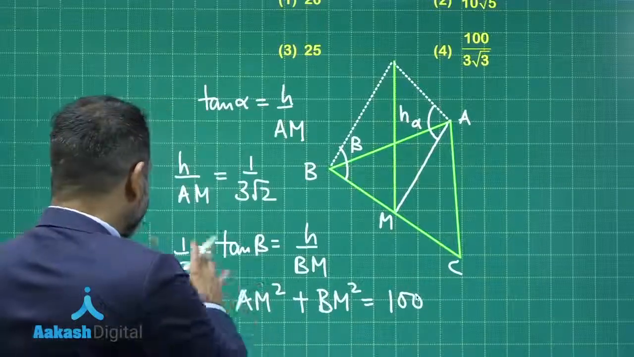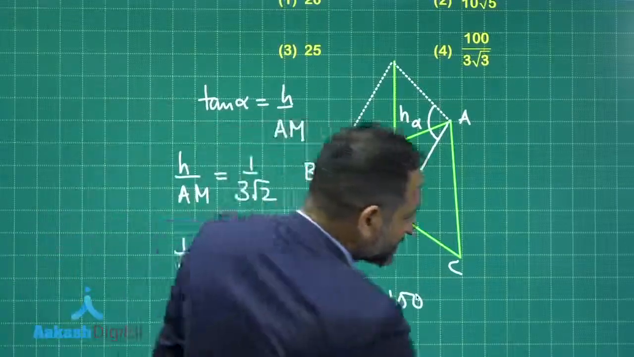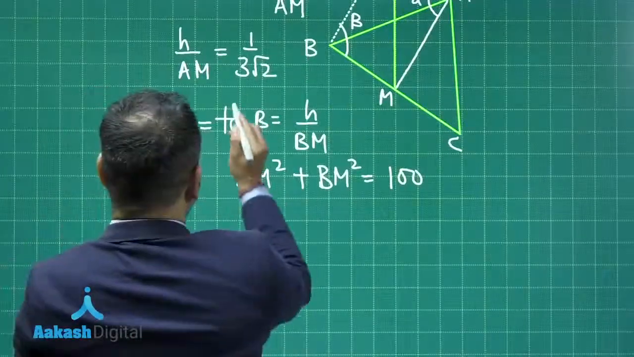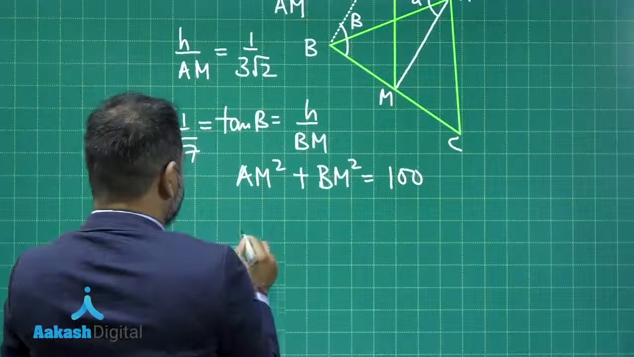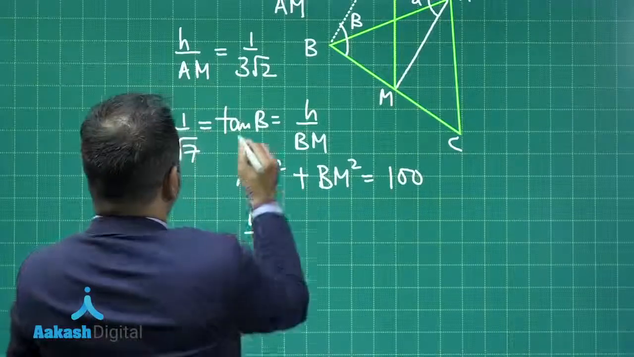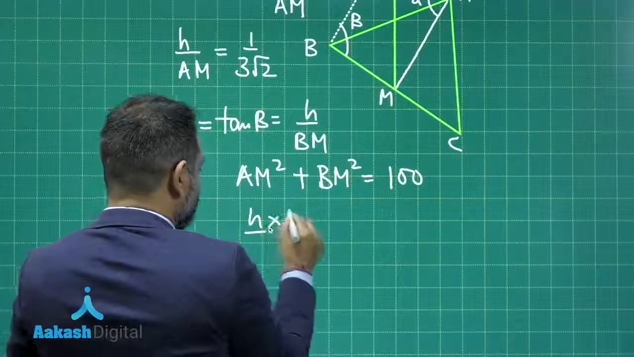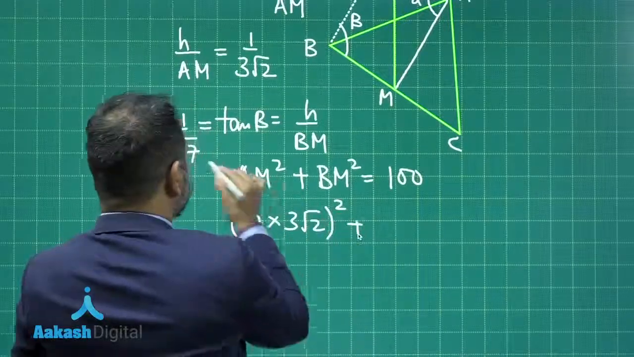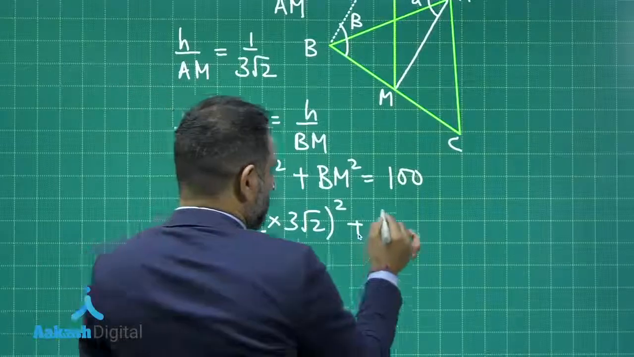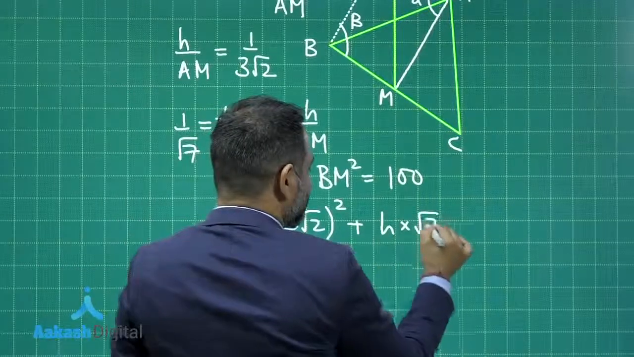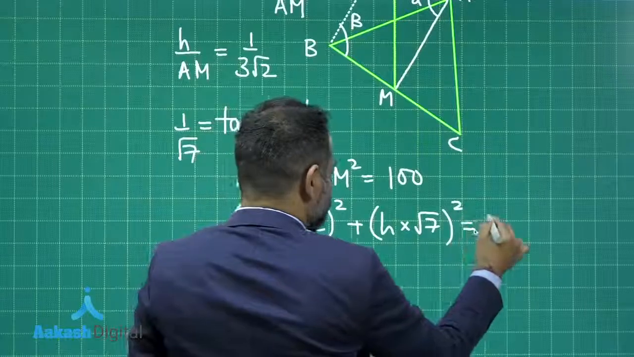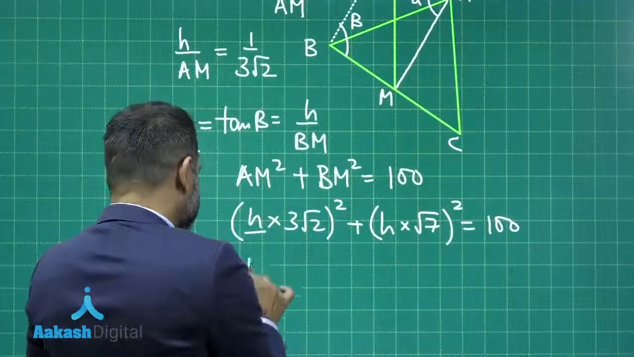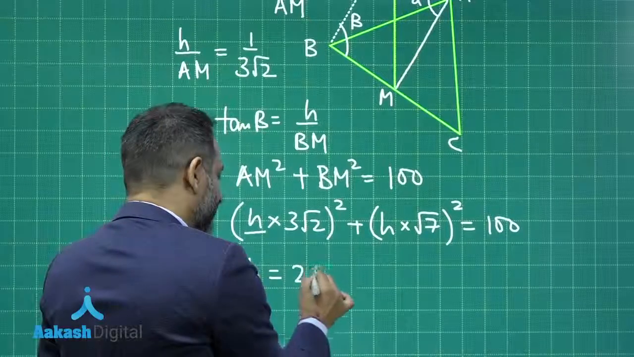Now, substituting the values in terms of h, we have here Am is equal to definitely h into 3 root 2, the square of this, and Bm definitely equal to h into root 7, the square of this is equal to 100. Now, calculating the h from here, that will give you the value equal to 20.